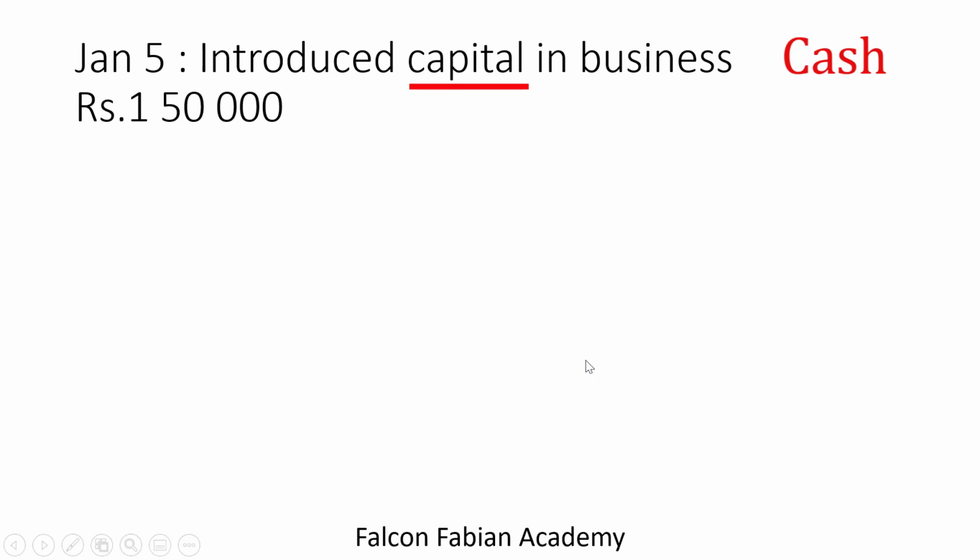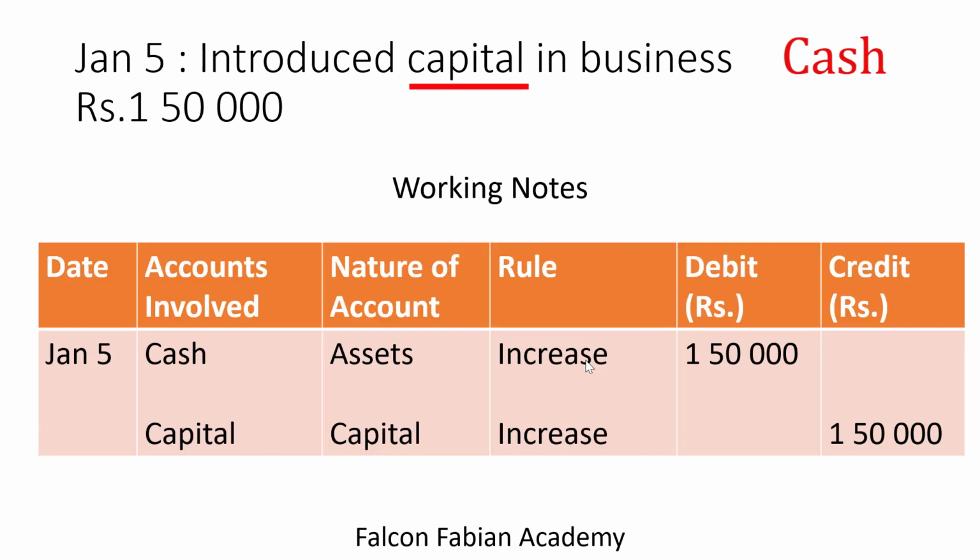Now that we have read the transaction, let's do the workings. We've already done a few workings, so you would leave a line and then do the workings for this transaction. So the date is January 5th. The two accounts involved are cash and capital. Cash is a resource for the business, so it's an asset, and capital is the money that is introduced by the owner.